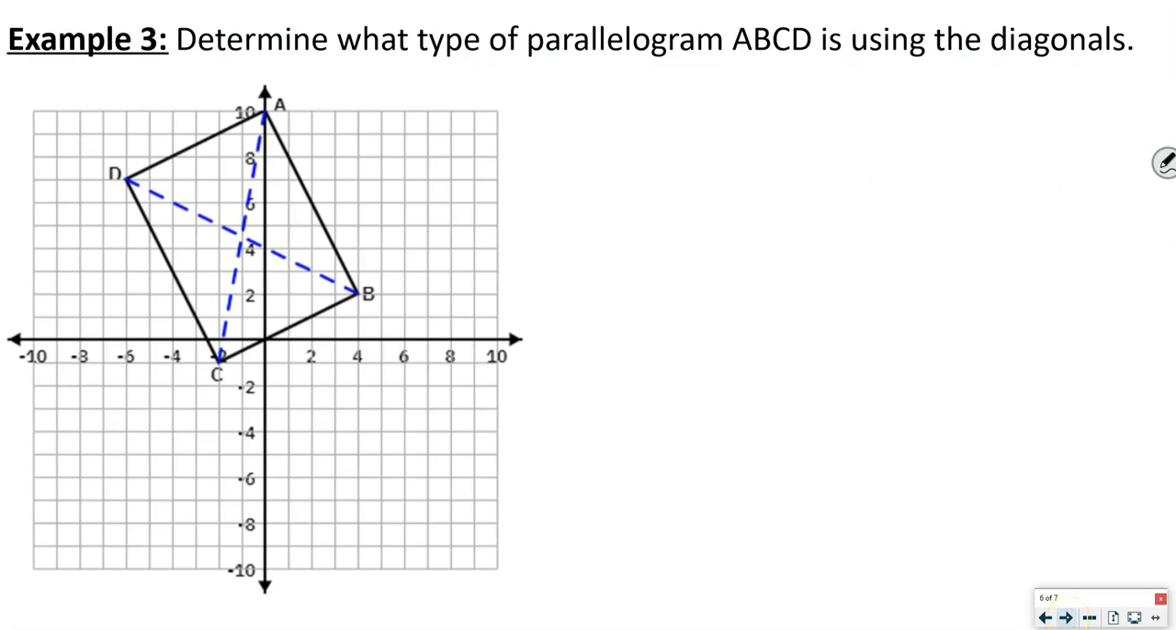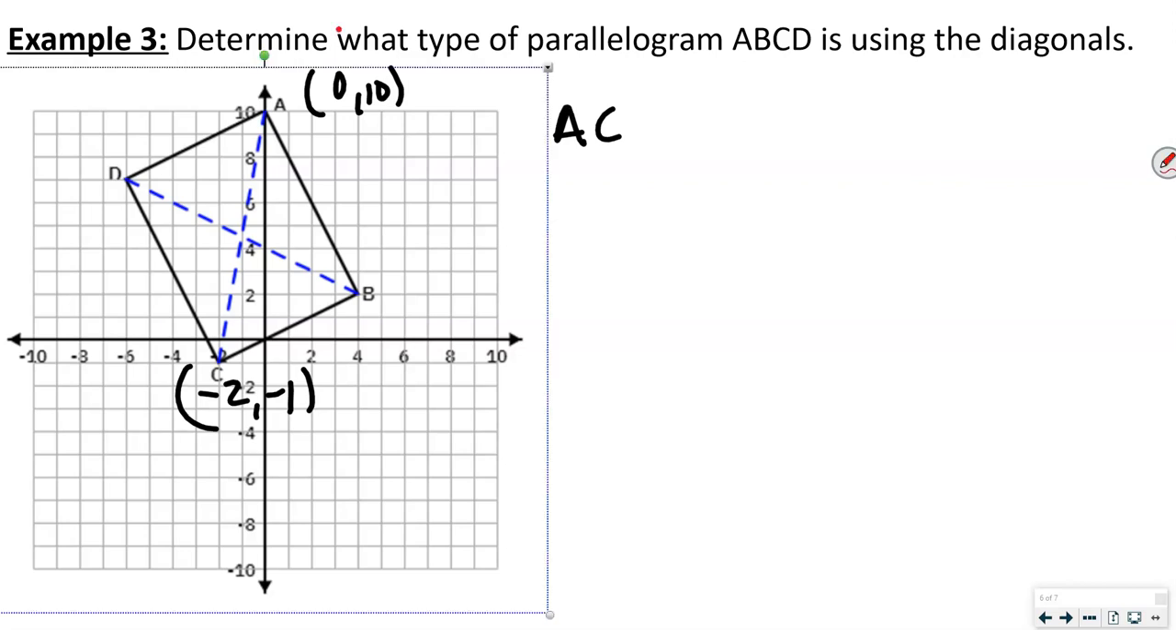Okay. So for the next one, it says determine what type of parallelogram ABCD is using the diagonals. Okay, so to do this, we're going to make sure that it is a parallelogram. So we're going to do two things. We're going to find the midpoint of AC. So point A is 0, 10, and point C is negative 2, negative 1, okay? So there's my x1, y1, x2, y2, right?